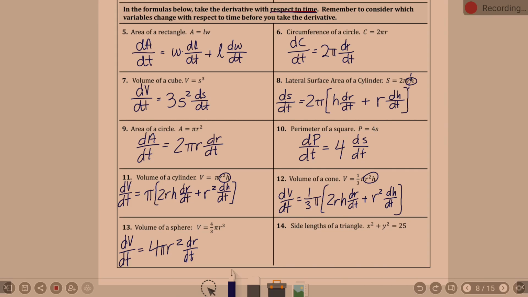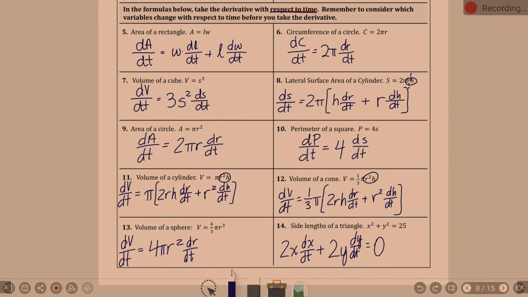And lastly, this last one's not bad. Side lengths of a triangle. x squared plus y squared equals 25. Derivative of x squared? Oh, 2x times dx/dt, the change in x with respect to t. So 2x dx/dt plus derivative of y squared, 2y dy/dt equals the derivative of 25, which is 0.